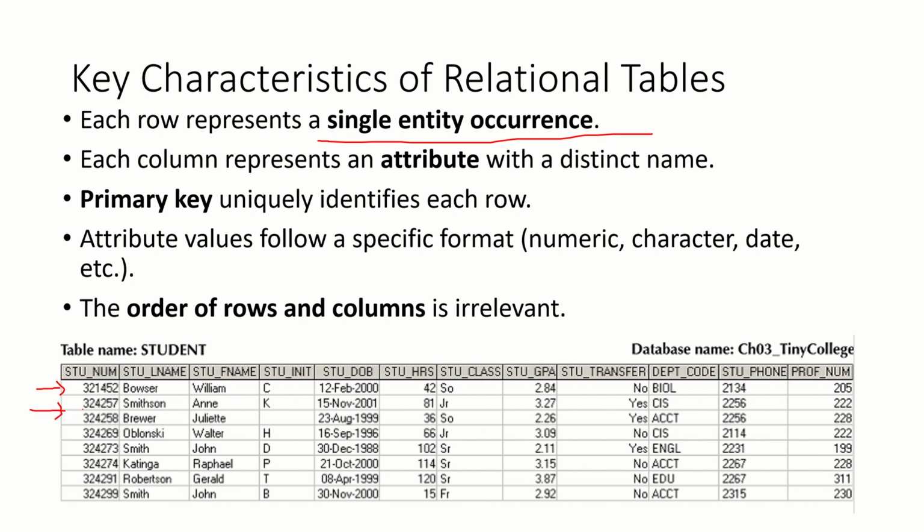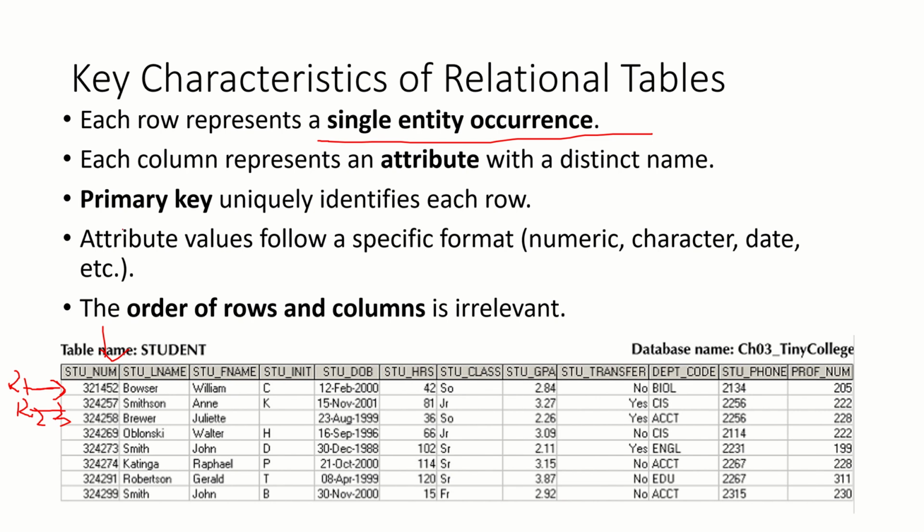Each row we can also consider as one record: record one, record two, record three. Each column, as I said, represents an attribute with a distinct name. You need to make sure each attribute has a different name and is identifiable. Now we will talk about the different keys.